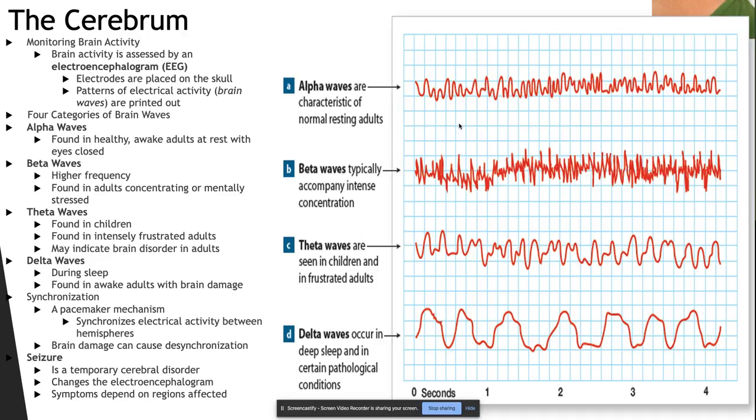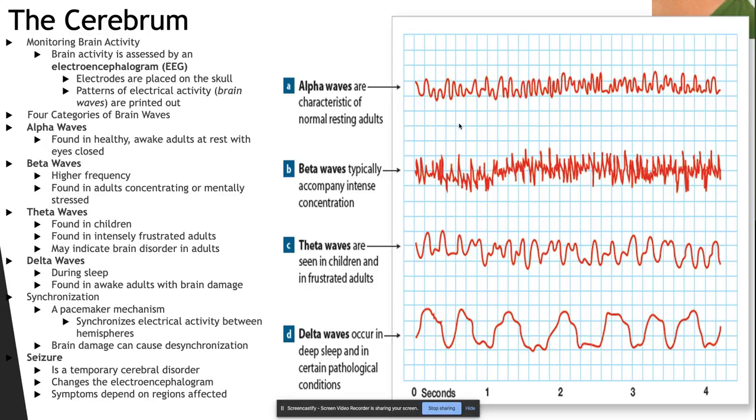Theta waves may appear transiently in sleep in normal adults, but are most often observed in children and intensely frustrated adults. The presence of theta waves under other circumstances may indicate the presence of brain disorders such as a tumor. Delta waves are large amplitude, low frequency waves, and they are normally seen during deep sleep in individuals of all ages. Delta waves are also seen in the brains of infants whose brains are still developing, and in awake adults when a tumor, a vascular block, or inflammation has damaged portions of the brain.